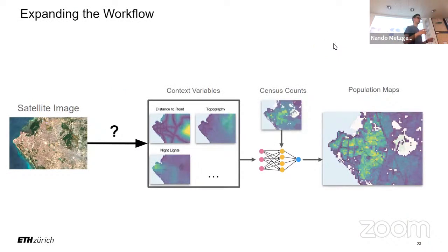So everything I explained until now is done work and also published. Now I want to show you a bit of what I'm doing now and how I want to follow up on this work. I will not go into all the technicalities since it's unpublished, but I will give you a sneak peek. The idea is that we want to replace those context variables with satellite images and extract useful information out of them so that we are not dependent on the covariates anymore.